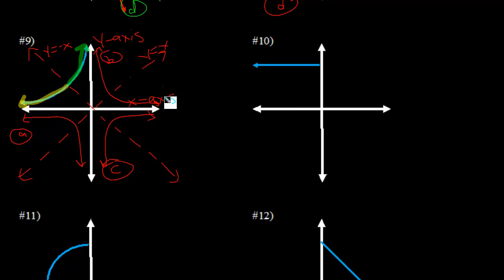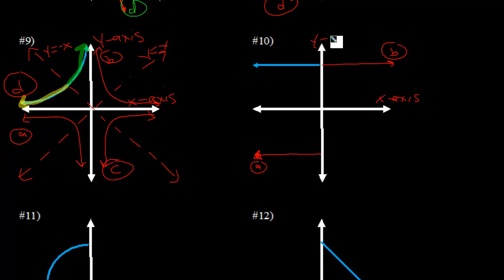Number 10, I think the first one is the x-axis. So if this is flipped over, it would be like so. Part B is the y-axis. That would flip it over like so. The line y equals x would be like this. And once again, how do we know this?